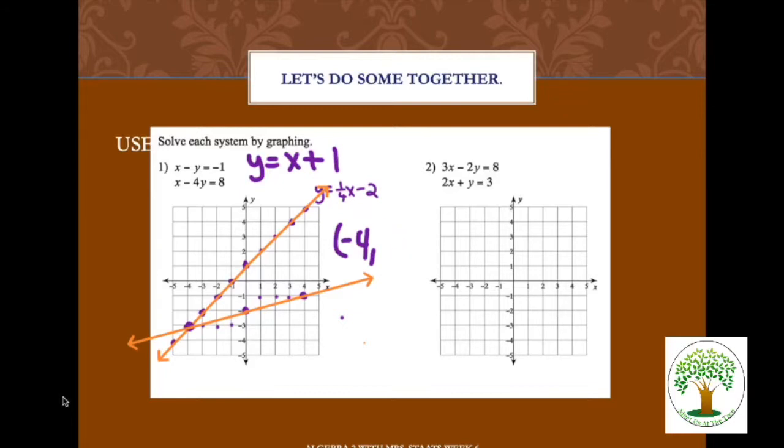Number 2 goes off the graph. We'll try it. We'll do it together. All right, let's do number 2 together. I'm going to move that 3x over. So I'll have negative 2y equals negative 3x plus 8.